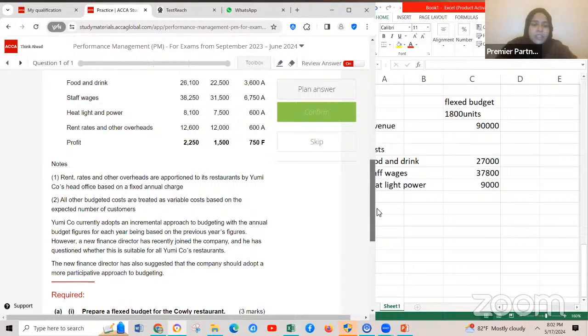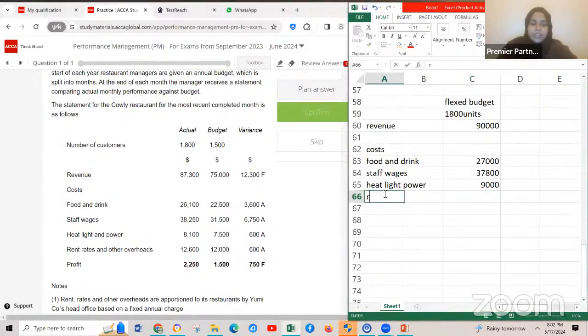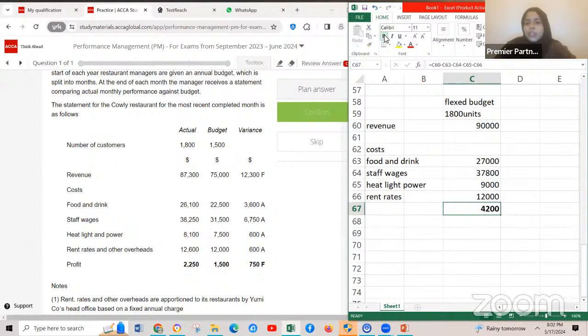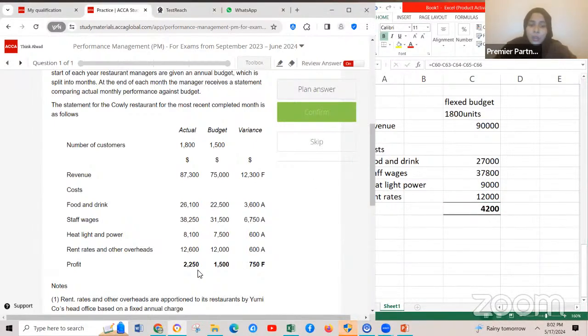Then rent and other overhead, they have told you all other budgeted costs are treated as variable. Rent and other overheads are apportioned to its restaurant by Yumiko's head office based on an annual fixed charge. So that is fixed, no? So rent and rates, even for 1,500 or 1,800, it was budgeted to be 12,000. So based on this, your budgeted profit for 1,800 should have been 4,200. But actually, they have made 2,250.